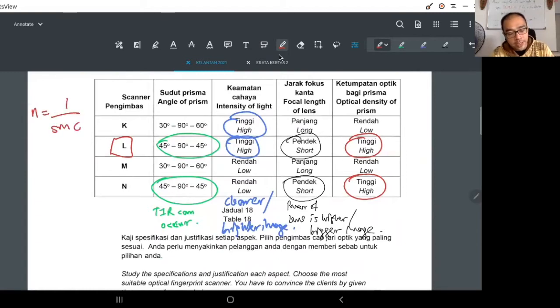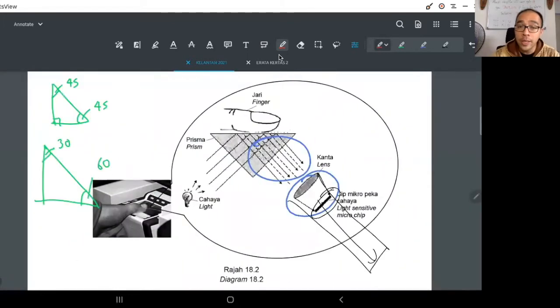When your optical density is high, your critical angle is low. And when your critical angle is low, it's easy for total internal reflection to occur. So you can give two possible answers: low critical angle, or total internal reflection easily occurs. Okay, which is what we want. We want it so that it's easy to totally internally reflect.